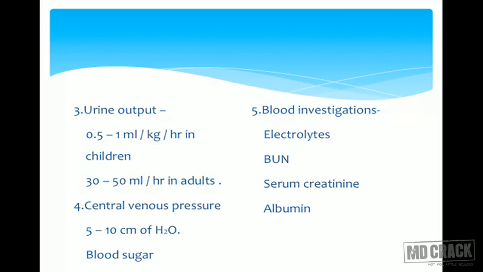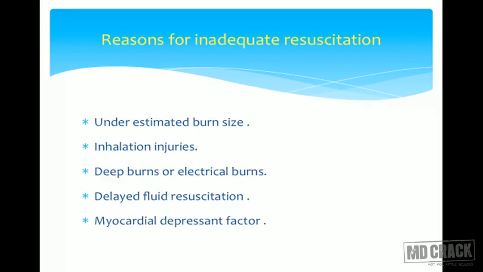Central venous pressure should be maintained between 5 to 10 centimeters of water. You should monitor blood sugars. Basic investigations in the form of electrolytes, blood urea nitrogen, and serum creatinine should be sent along with serum albumin. Reasons for inadequate resuscitation are underestimation of burn size, inhalation injuries, deep burns or electrical burns, delayed fluid resuscitation, and myocardial depression factor of severe burns.